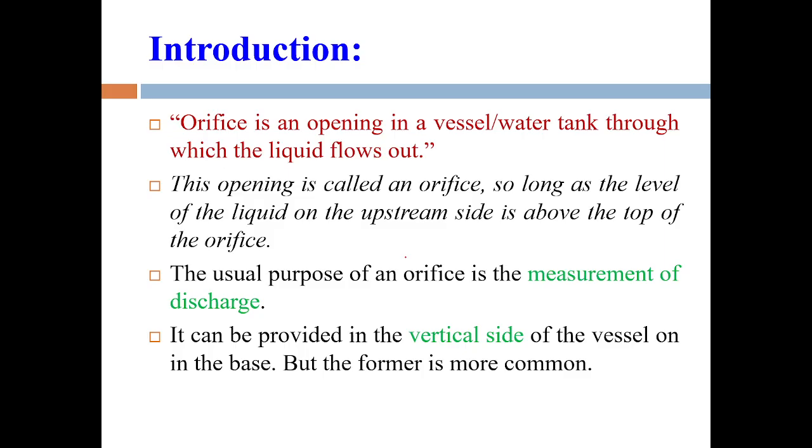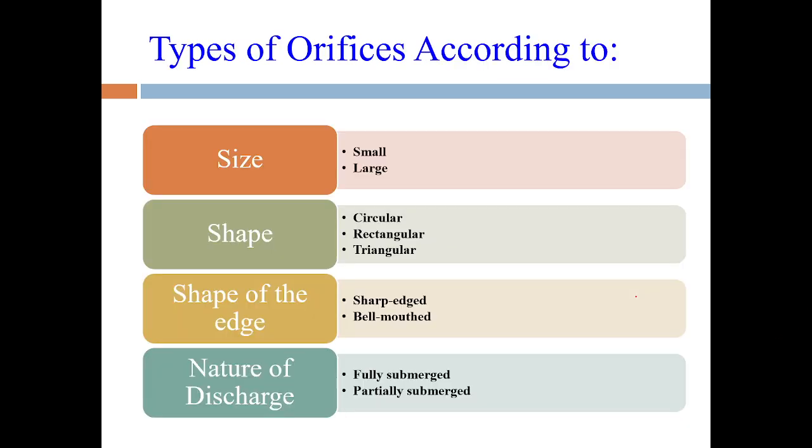Next is flow through orifices. An orifice is an opening in a vessel or water tank through which the liquid flows out. This opening is called an orifice as long as the level of the liquid on the upstream side is above the top of the orifice. The usual purpose of an orifice is the measurement of discharge. So an orifice is also used for the measurement of discharge. It can be provided in the vertical side of the vessel or in the base, but the former is more common.